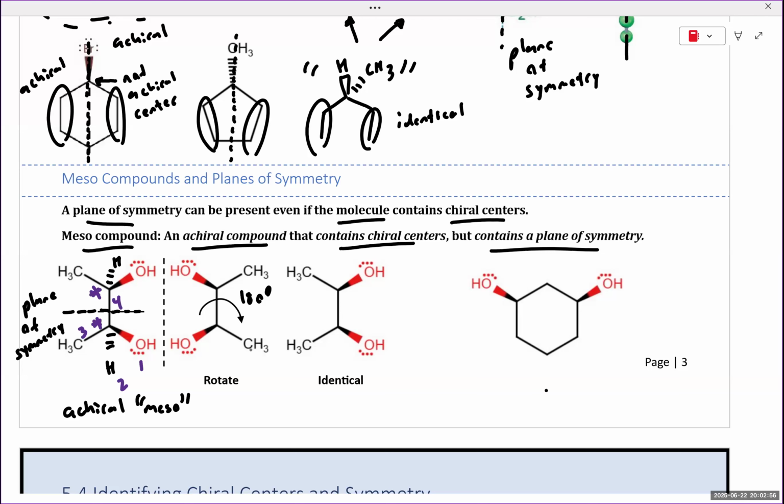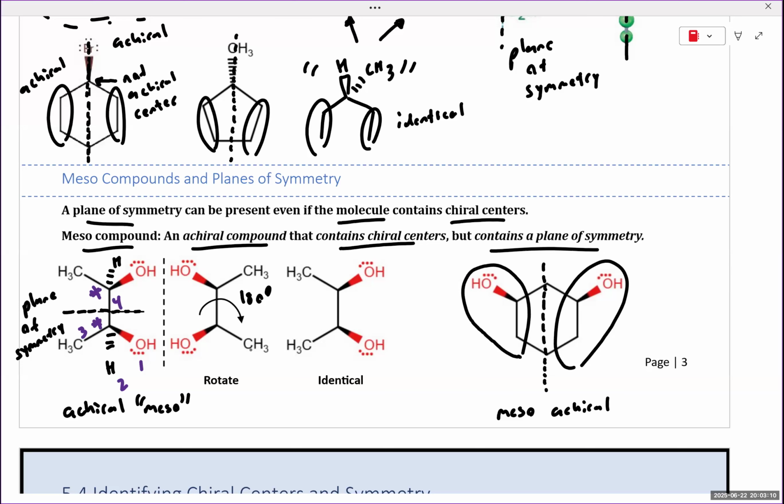Okay, so in this case, we have a clear plane of symmetry dividing our molecule straight down the middle. As you can see, we have the exact same substituents on each side of the plane of symmetry. This molecule is meso and it's achiral. These are chiral centers, but the molecule overall is achiral because it contains that plane of symmetry.